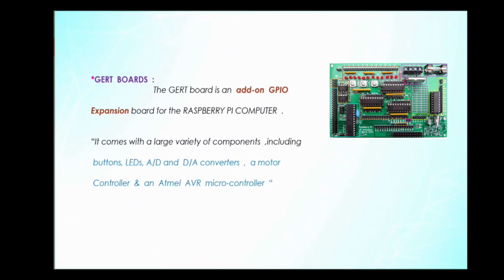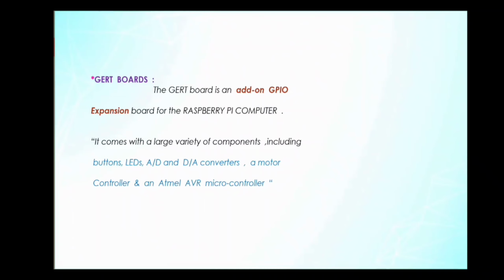Now the Gertboard. This is one of the attachments to the Raspberry Pi, an add-on general purpose input output expansion board for the Raspberry Pi computer. It comes with a large variety of components: LEDs, A to D and D to A converters, a motor controller, buttons, and an Atmel AVR microcontroller also. This is how the Gertboard looks on the Raspberry Pi. It's an attachment to the Raspberry Pi. It's not inbuilt in the Raspberry Pi.